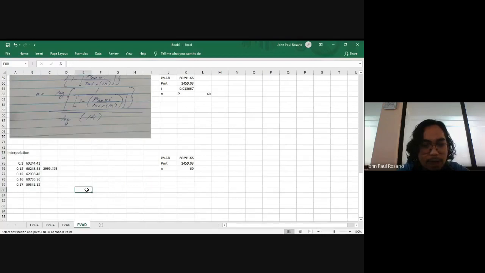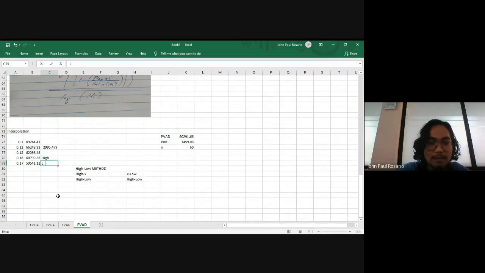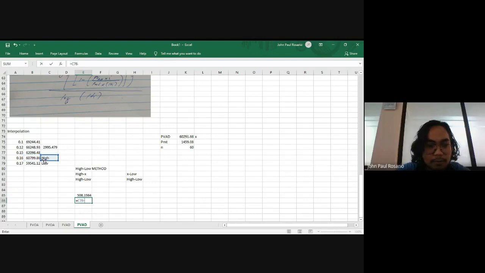So high-low method ta. So this would be our, dili ta magtan-aw sa percentage, magtan-aw ta sa amount. So this would be our high, this would be our low, and this is our X. So with that, naa tay high minus X, and then high minus low. High minus low. And the other, ay, hala. Unsa man ni? X.